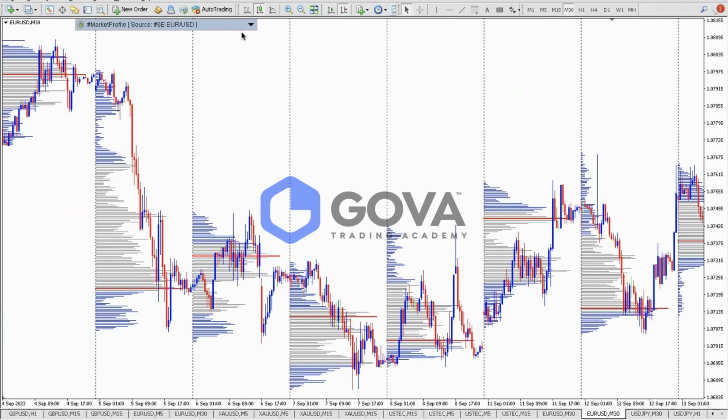Now look at this area also. You see how we have a high volume node around here. Market came back into the high volume node area. You see how market price sold off around here, because there's a supply zone around here.